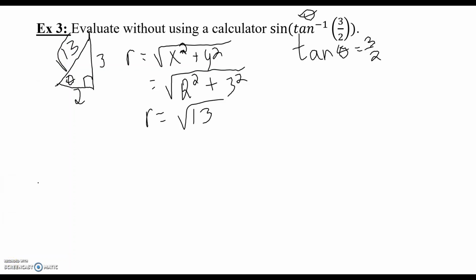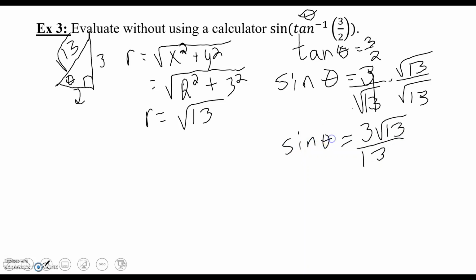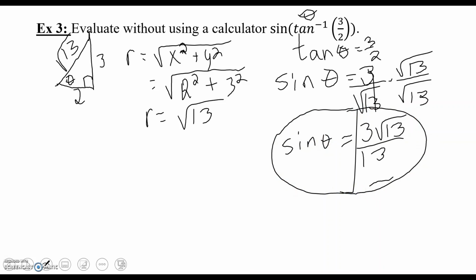Now we will use that triangle to figure out what is the sine of theta. That's basically what we're looking at now. What is the sine of theta? And so sine is the opposite, so it'll be 3 over the hypotenuse, which is the square root of 13. We can't leave that square root of 13 in the denominator, so we have to rationalize the denominator by multiplying top and bottom by square root of 13. And so that becomes 3 square roots of 13 all over 13. And that's what the sine of that angle would be. 3 square roots of 13 all over 13.